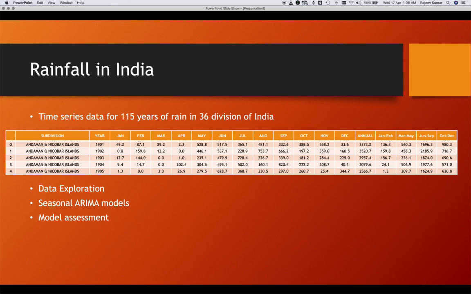To start with the project, first we need to do the data exploration: how the data is, keeping in mind what we are going to do, whether it is good for us or not, and what changes we need to make in the data set in order to make it compatible with our model. The model I have used is the seasonal ARIMA model to do the prediction, and I have also done the model assessment.